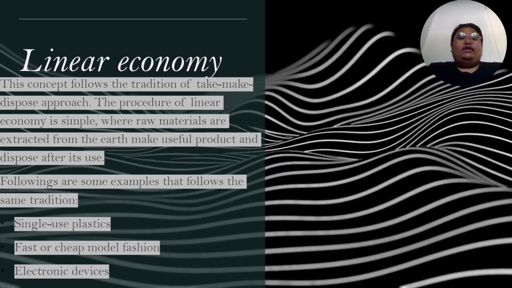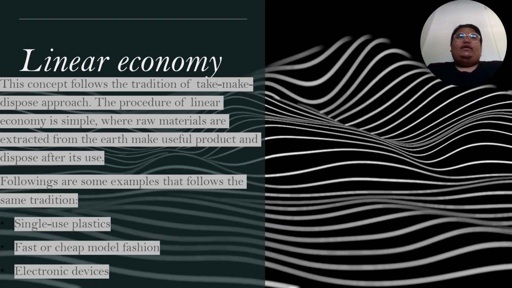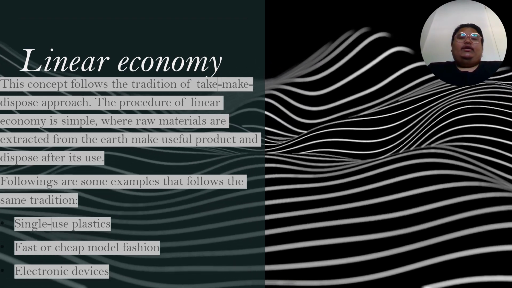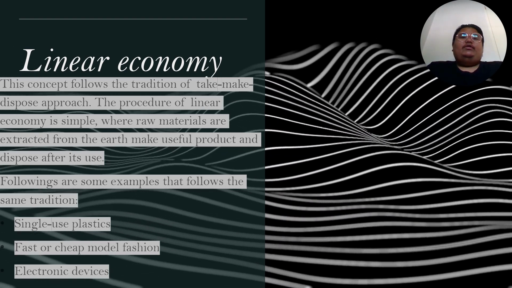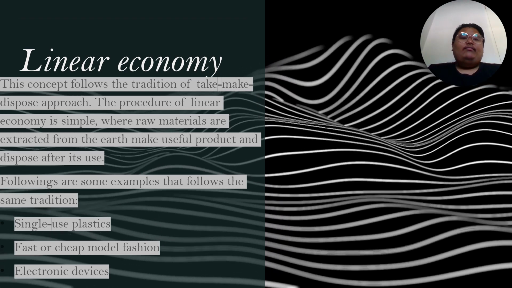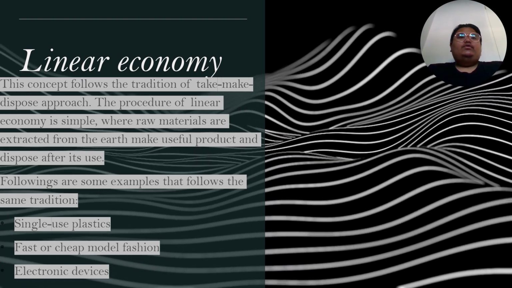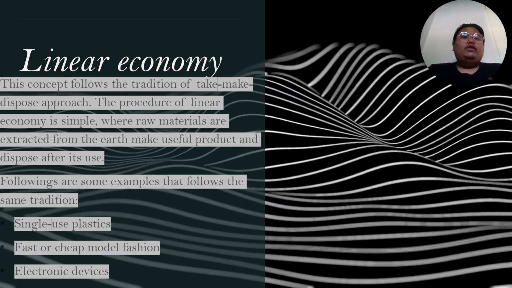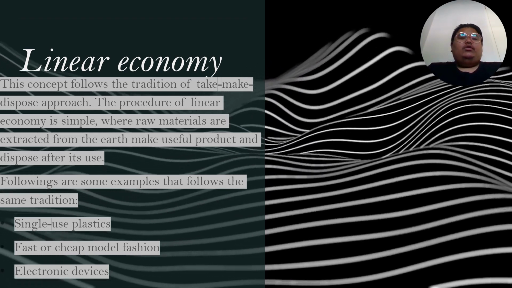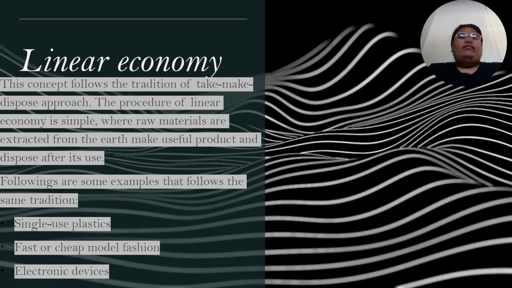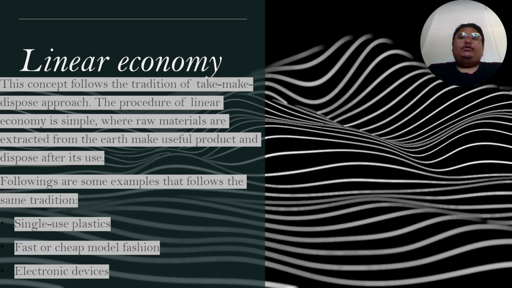The other one is electronic devices. There are lots of electronic devices that don't get reused, like batteries. Batteries cannot be restored. They are one-time use and they get damaged. So this follows the linear economy. By looking at this concept, we can assume that earth pollution and environmental pollution are being created by the linear economy.